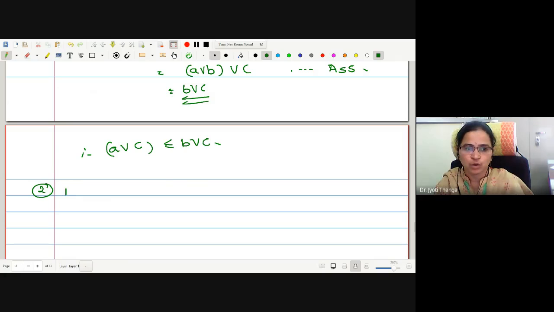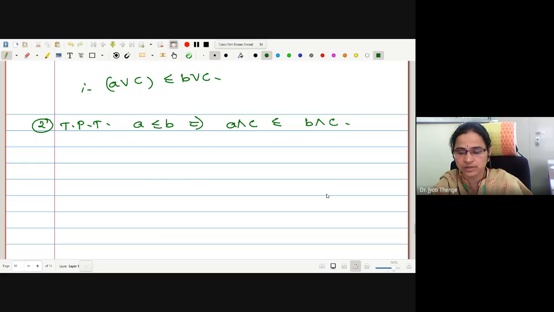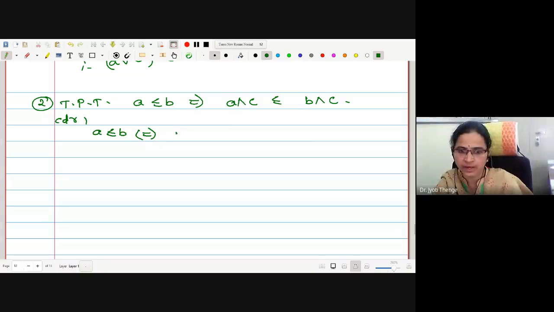Similarly, we will prove the second one. What we want to prove in the second? A precedes B implies A meet C precedes B meet C. Correct? Again, A precedes B implies and is implied by A meet B is A. Let me call it statement number 2, by the previous theorem.